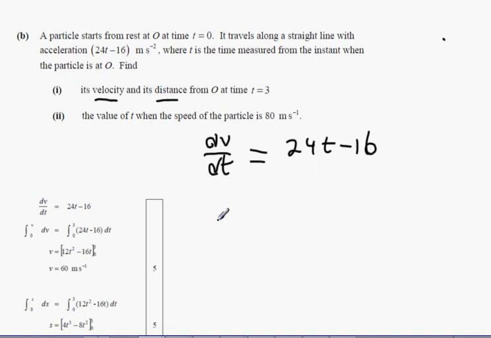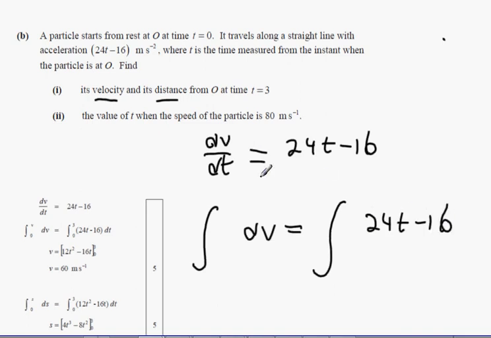So cross multiply there, and we're going to get the integral of dv equals the integral of 24t minus 16, and you bring the dt up here. Now you've got to match limits. At t equals 0, v equals 0, because it's not moving. It starts from rest, keyword rest.